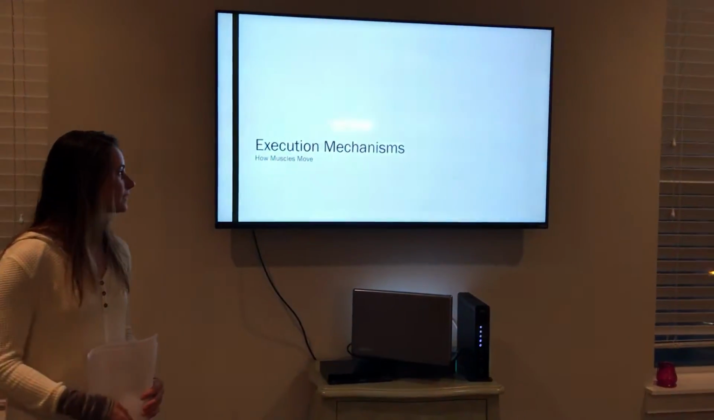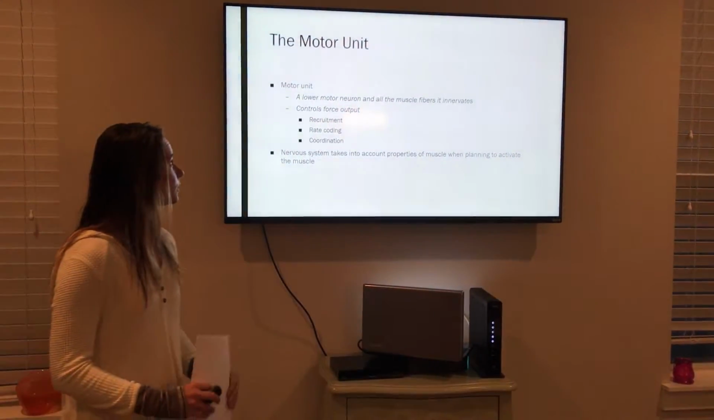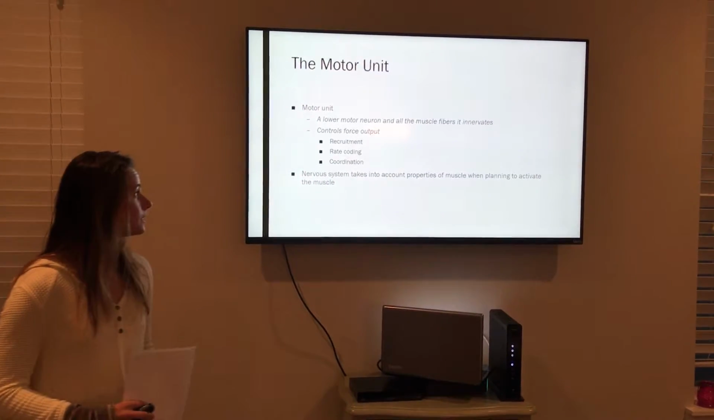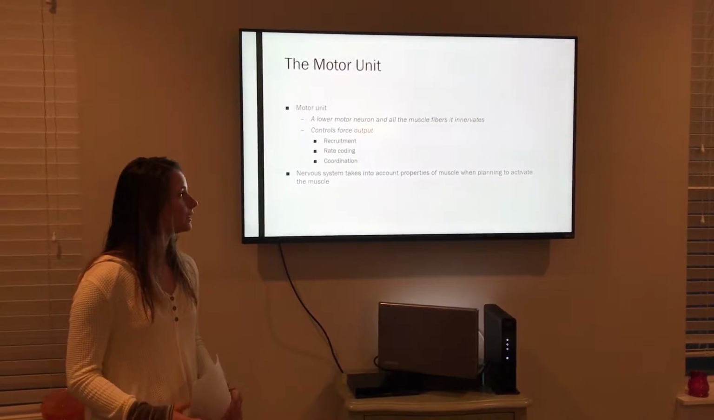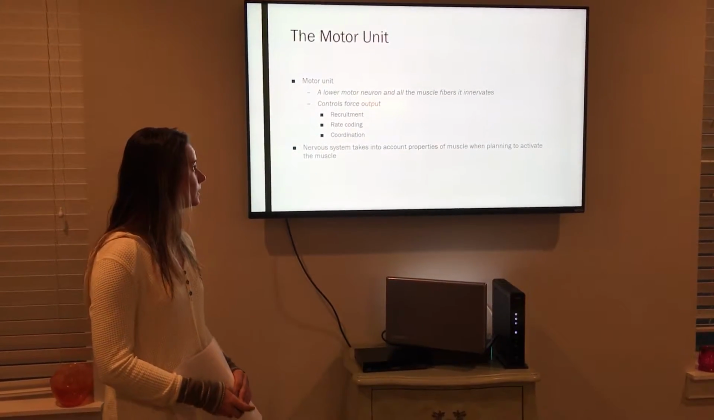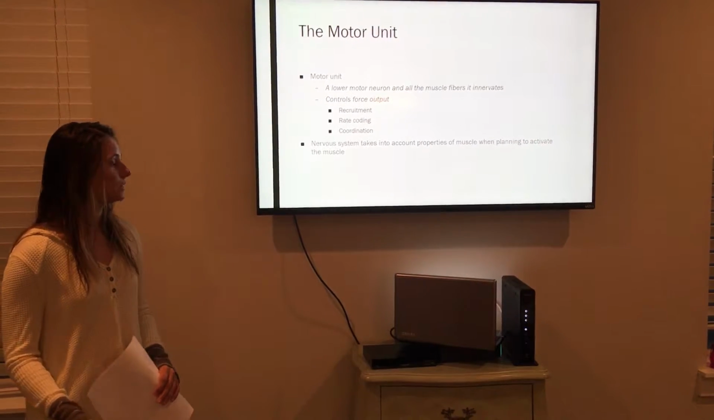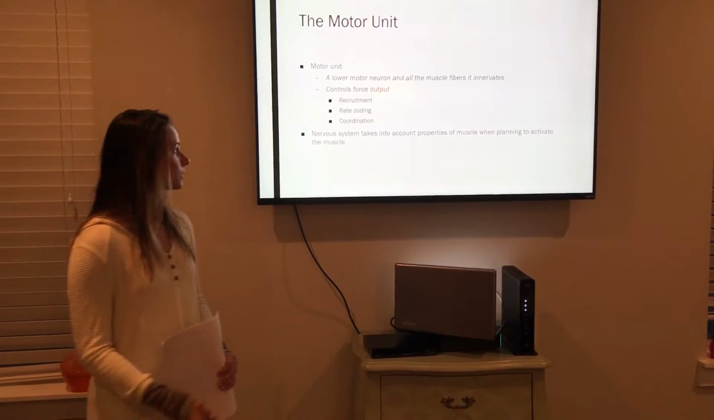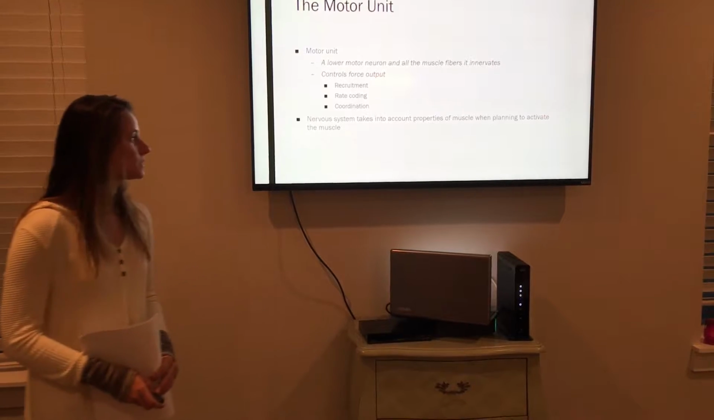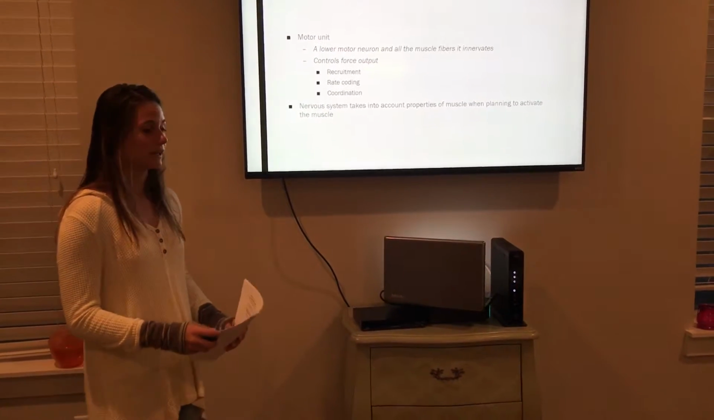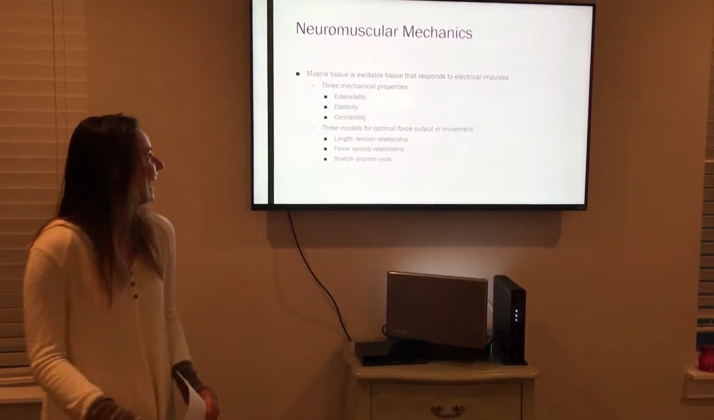Next is execution mechanisms. So we have a motor unit. This is a lower motor neuron and all the muscle fibers that it innervates. This controls force output, such as recruiting, rate coding, and coordination. The nervous system takes into account properties of muscle when planning to activate its muscle.